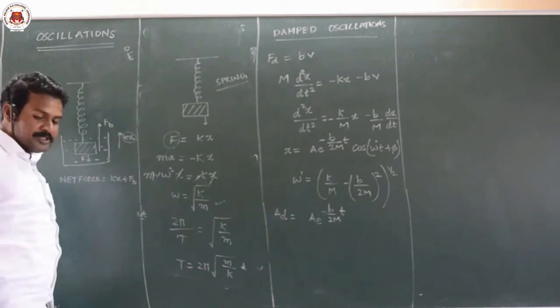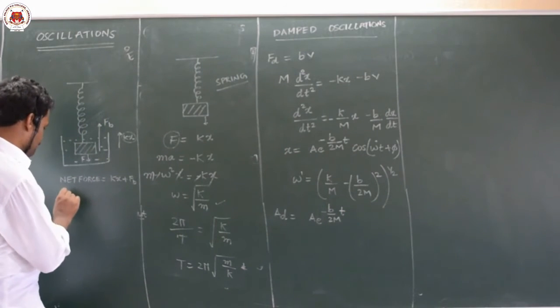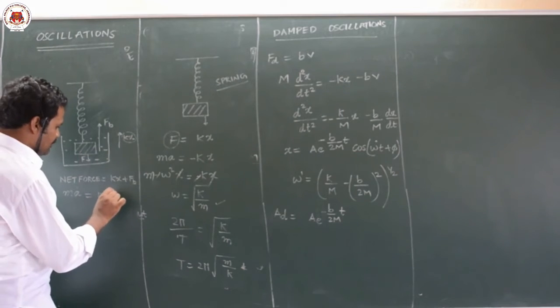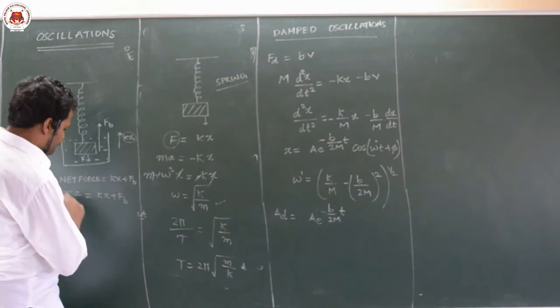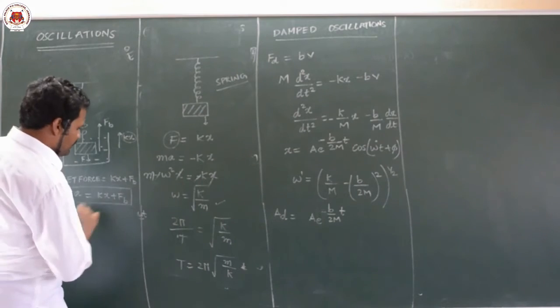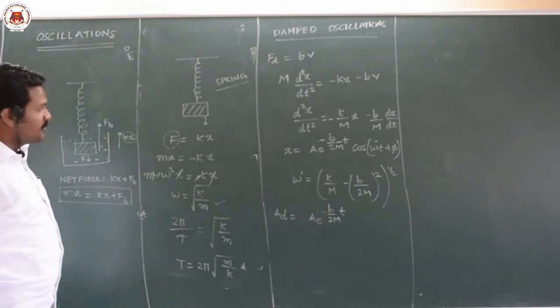Then follow the same method, and you will get the time period of this oscillation. You equate m into a is equal to kx plus Fb. Based on that, you can get the formula for the time period. There will be an omega, and from that you can get it.